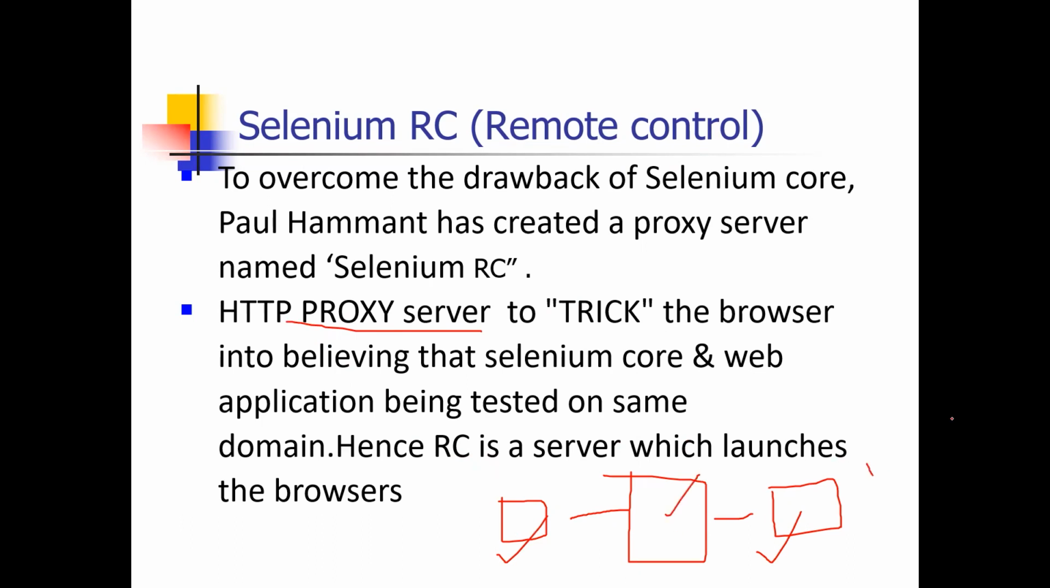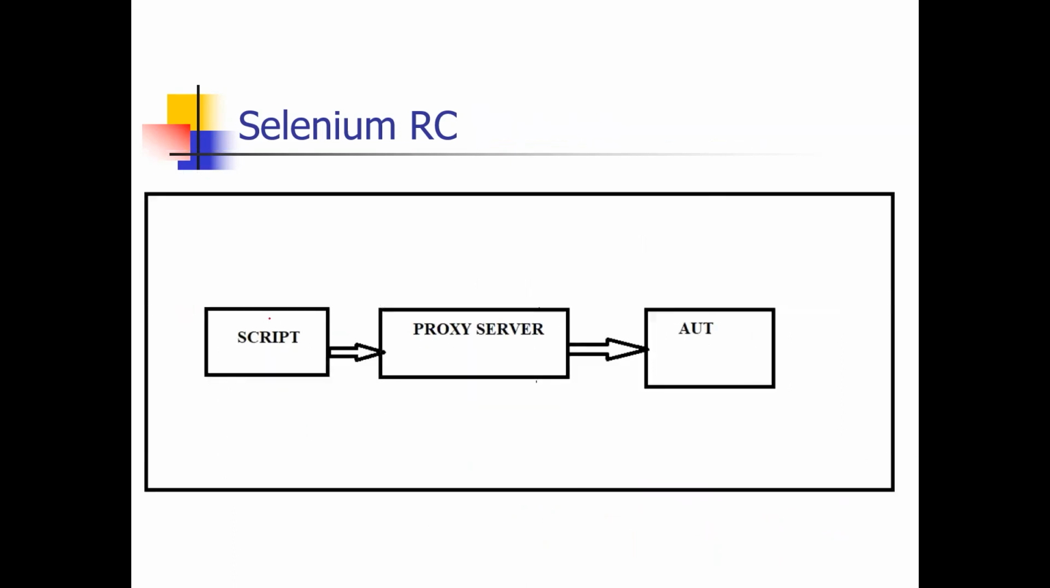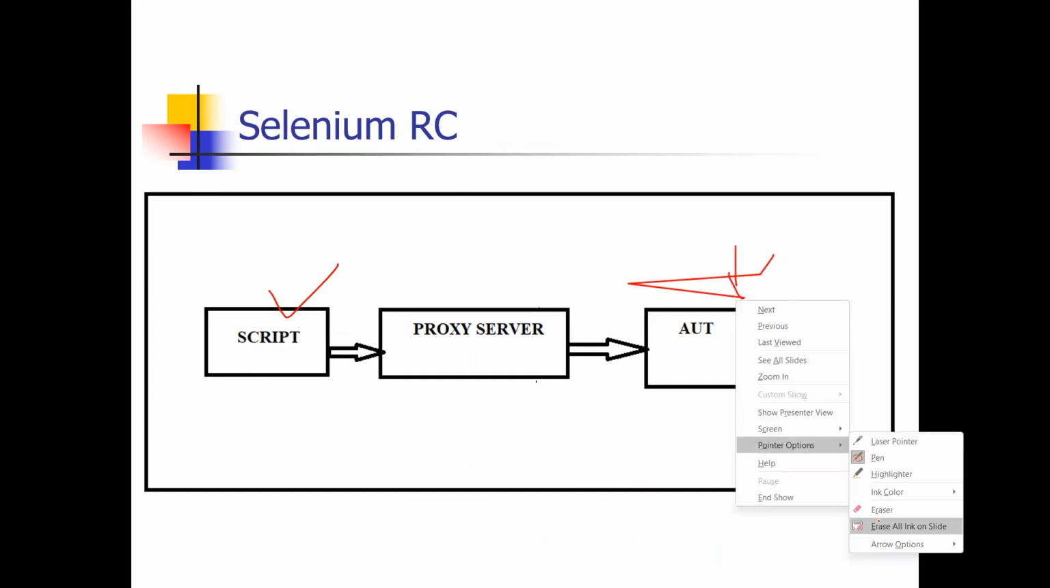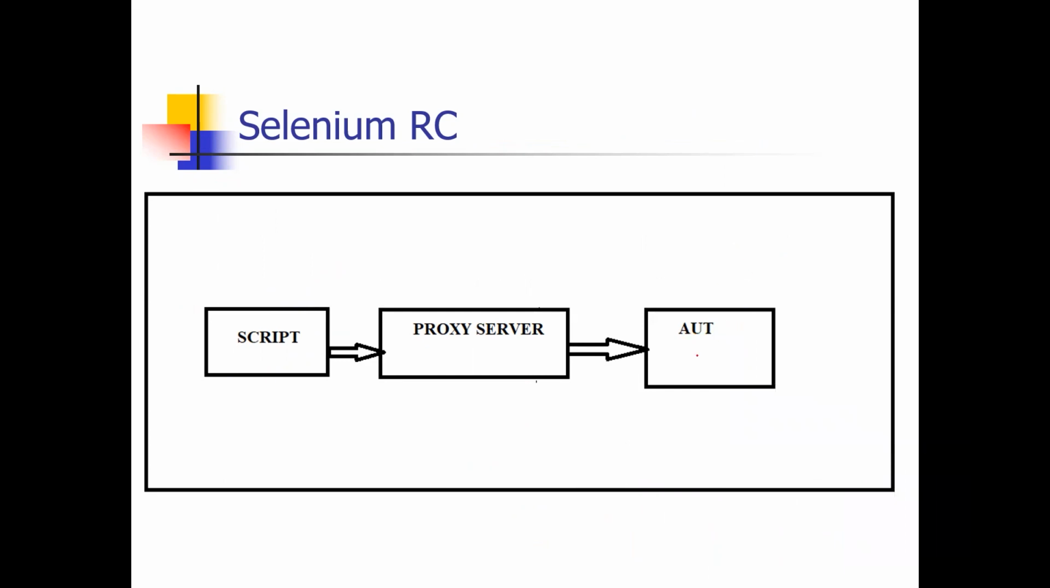This server launches the applications. This server launches the browsers. You see here? This is the script where you will write your programs, JavaScript program. This is AUT, application under test. What is the application? Suppose you're testing yahoo.com, you're testing the Amazon application, you're testing Myntra, whatever the application. So AUT is application under test. This is the script, meaning the JavaScript program.